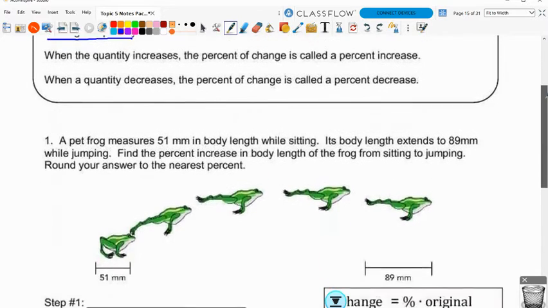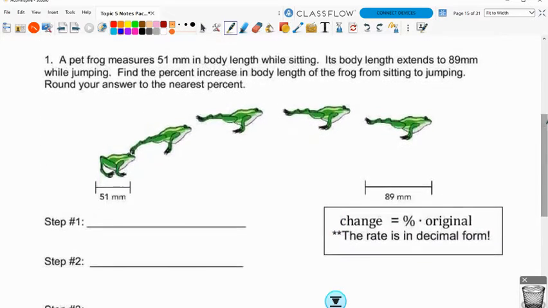In our first example, we have a pet frog, and it measures 51 millimeters in body length while it's sitting. And we can see that here at the beginning of the picture. It's sitting. The body length is 51 millimeters. Its body length extends to 89 millimeters while jumping. At the end of the picture here, while it's jumping, we can see the body length has extended to 89 millimeters. We need to find the percent increase in body length from the frog from sitting to jumping. And at the end, we're going to round our answer to the nearest percent.